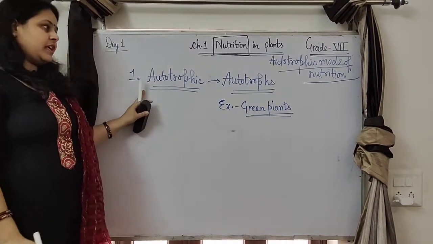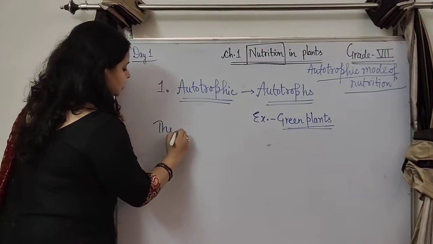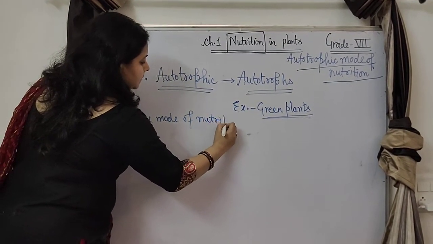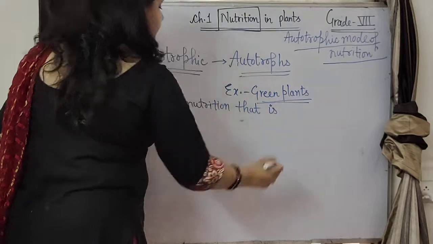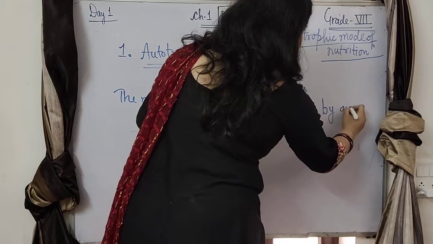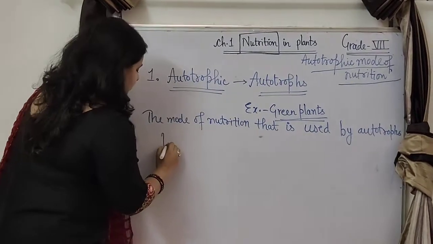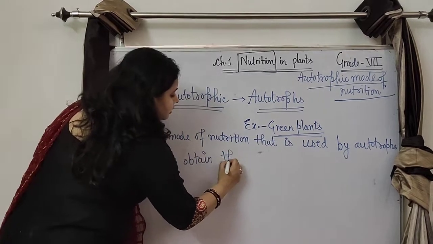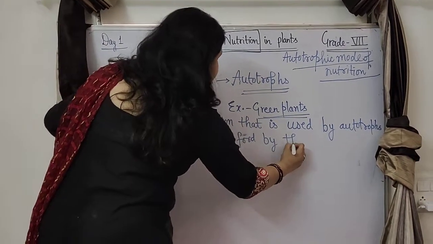So, what is autotrophic mode of nutrition? We can say that the mode of nutrition that is used by autotrophs to obtain their food by themselves.